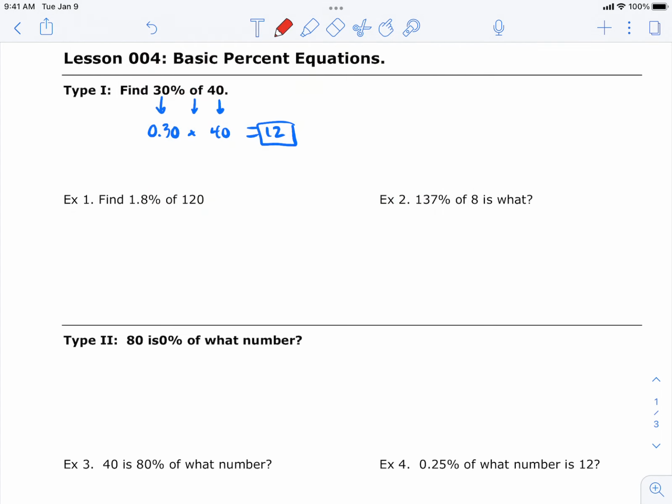Instant replay. What are we doing here? I'm using the fact that so often in a math class we can take the word of and interpret it to mean times. Whenever you take a piece of something, like half of something, you're taking half times something. 50% of something means 50% times something.